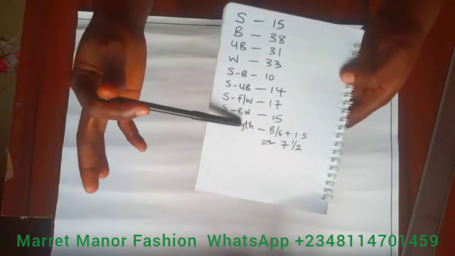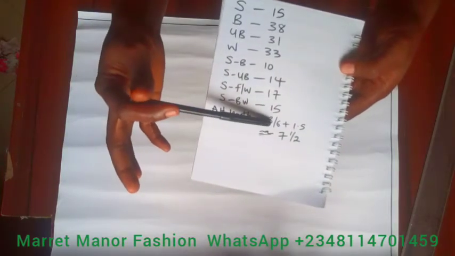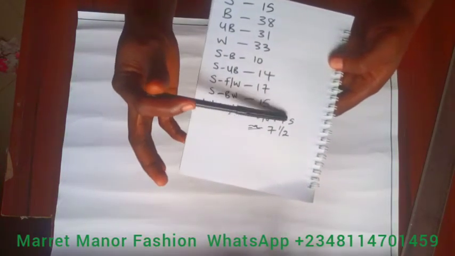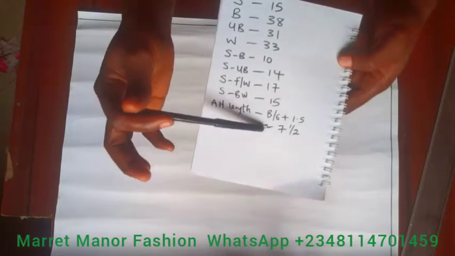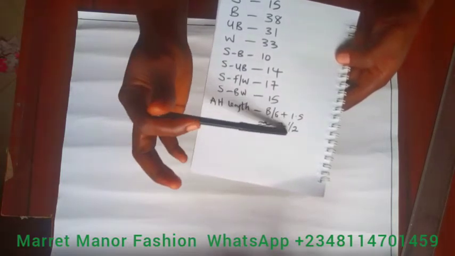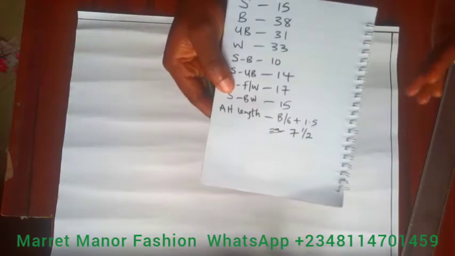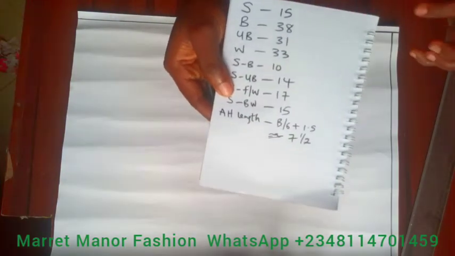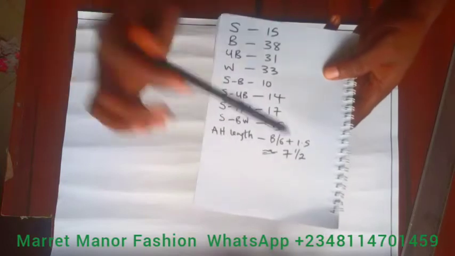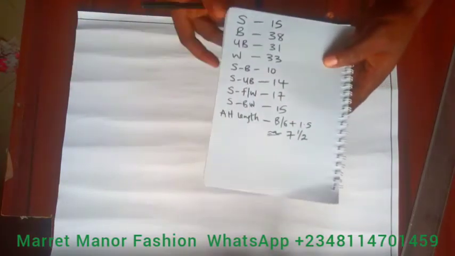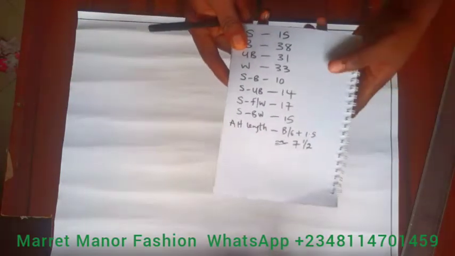Okay, so the armhole length, I use this formula: the bust circumference divided by 6, then you add 1.5 inches to it. So I approximated my figure to 7.5. I got 7.8 inches. So I wanted a little fitted something. Okay, so I reduced it by a quarter to 7.5. Supposed to be 7.75 of an inch.